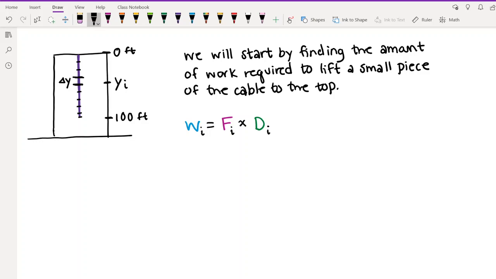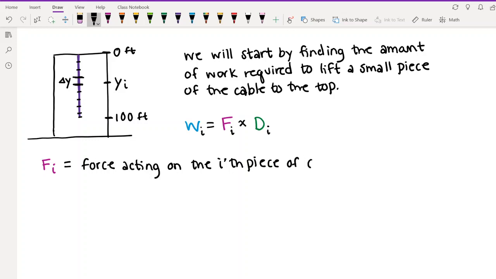Okay, so let's start by talking about the force. So how would we find the force required for this piece? So Fi is going to be equal to the force acting on the ith piece of cable. So what kind of force are we talking about? Well, in most cases, actually I think pretty much every work problem we're doing, the force that we're talking about is weight. So really what we want to find is the weight of the ith piece of cable. So how can we find the weight of this piece?